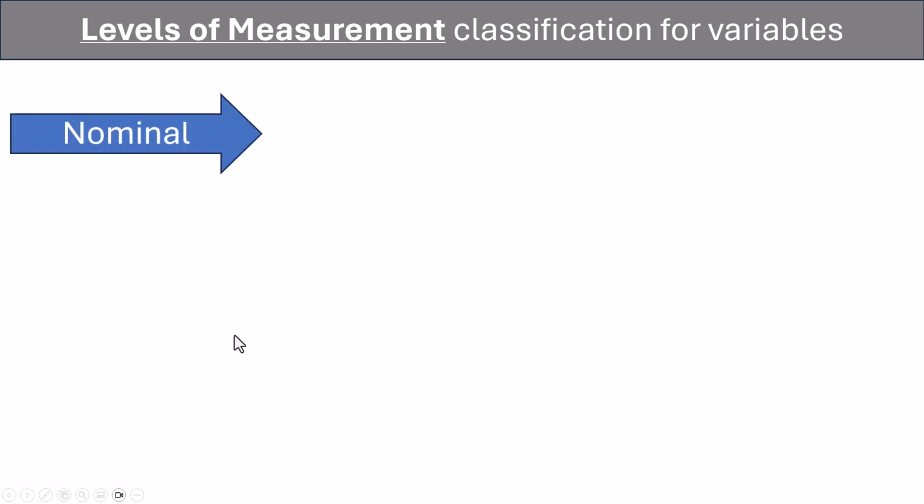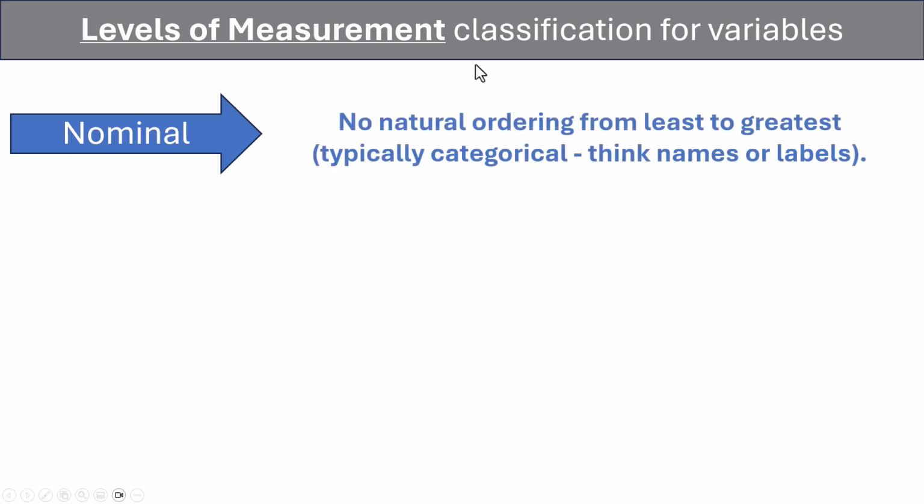So first we have the nominal level of measurement, which you can think of as just labels or names. The definition I'm giving here is that there is no natural ordering from least to greatest. It's typically going to be a categorical variable, and you should think of this as names or labels. So an example could be the favorite food of a student, right? It wouldn't really make sense to order different foods from least to greatest. Like how do you order spaghetti compared to pizza? Maybe you personally like one more than the other, but there's not really a natural ordering to different favorite foods. So we might call that a nominal level of measurement.